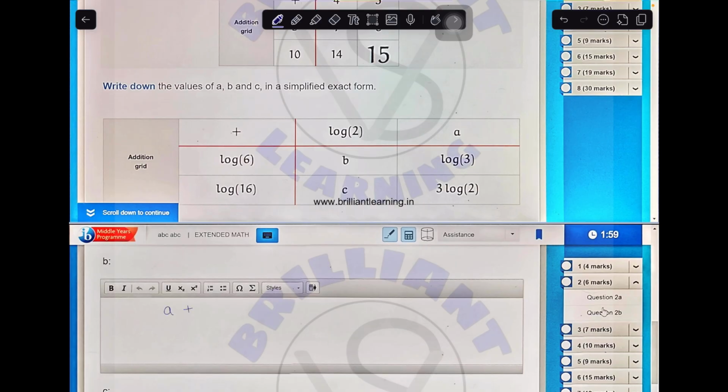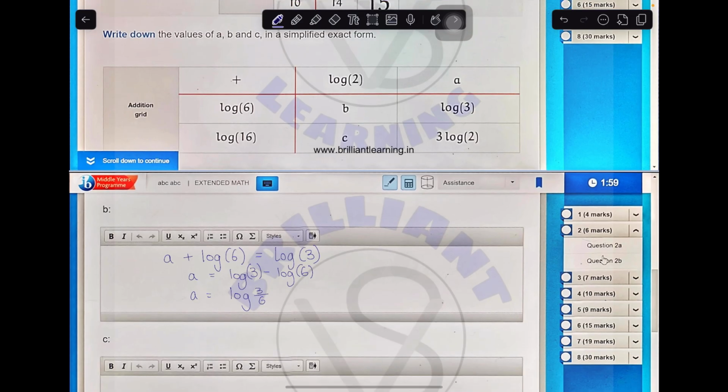So I know that A plus log 6 is equal to log 3. If I rearrange this by subtracting log 6 from both sides, I would have A is equal to log 3 minus log 6. Should keep it in the same format. Our laws of log, when we subtract, we are dividing. So A is equal to log 3 over 6. So A is equal to log of a half. I know these are not the best screenshots, but we will make do. So you can write this as log of a half or log of 0.5, even if you wrote this as minus log 2, that would also be fine.